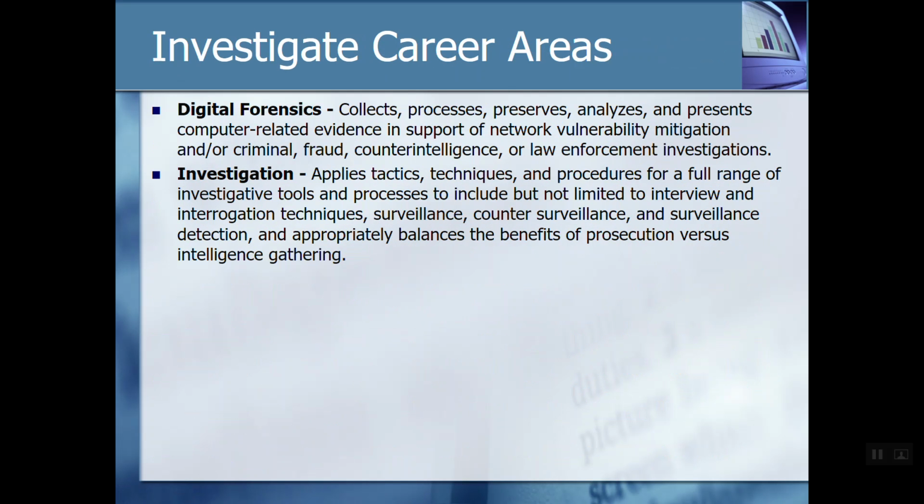Also, investigation: digital forensics and investigation. This area is interesting. It's the ability to come in after the fact, after an attack has happened, collect the information, analyze it, preserve it, and then develop an analysis of what happened ex post facto.